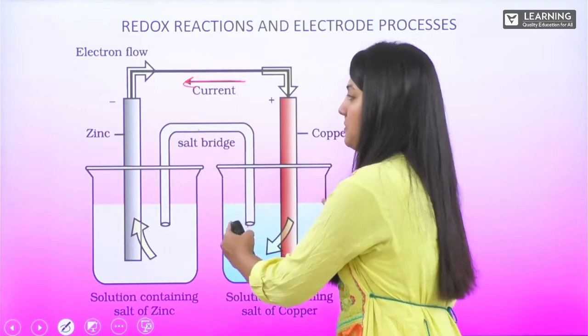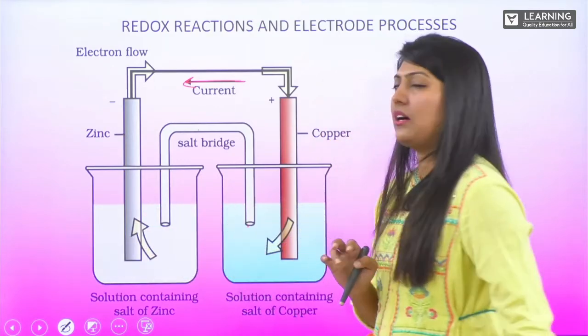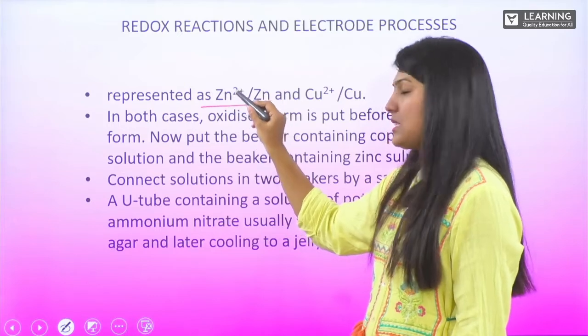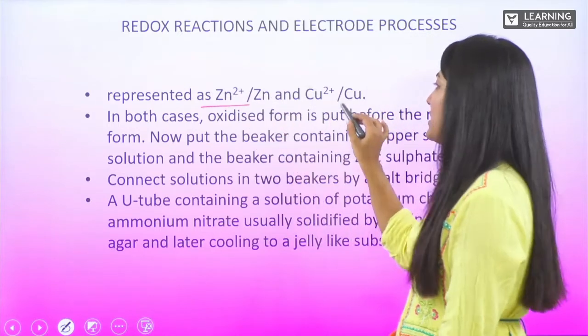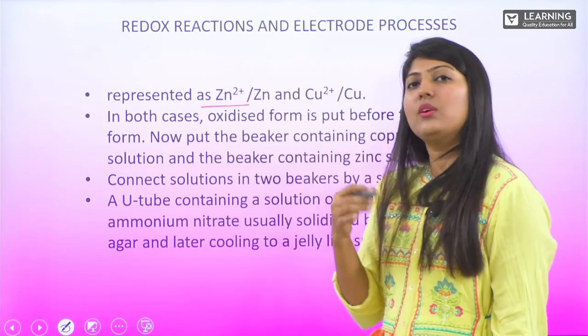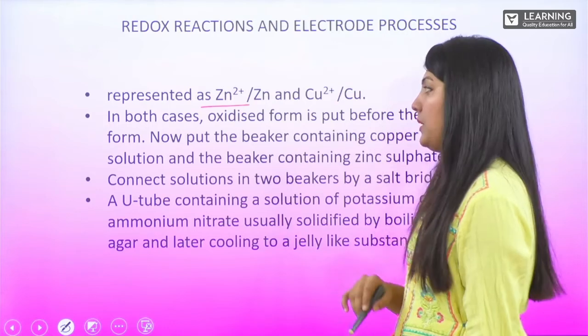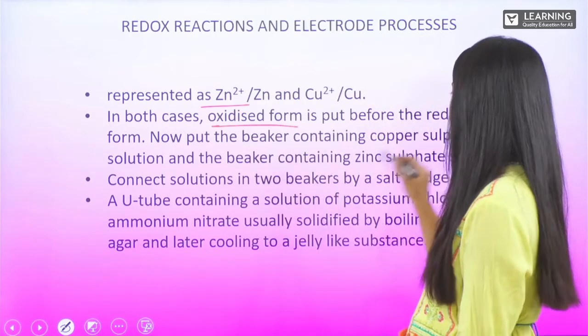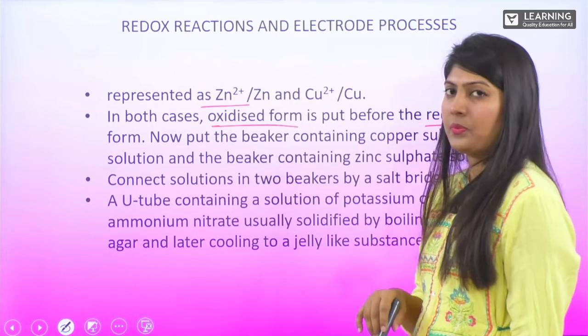Next, as we know, the reaction takes place at the electrode of a half cell. This is the zinc half cell, this is the copper half cell. So what happens in the zinc half cell? Zn2+ is produced from Zn, whereas in copper we get Cu from Cu2+. So in both cases, the oxidized form is put before the reduced form.